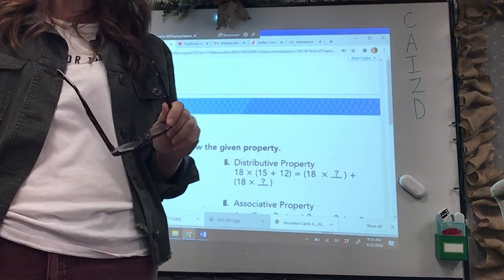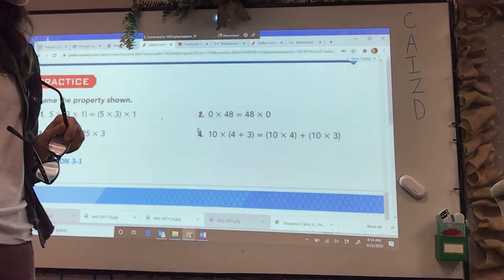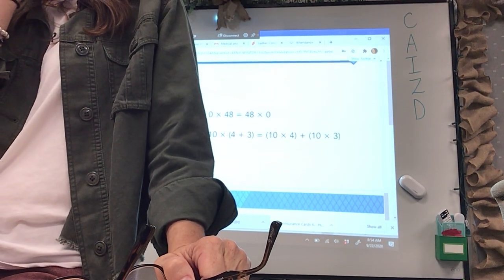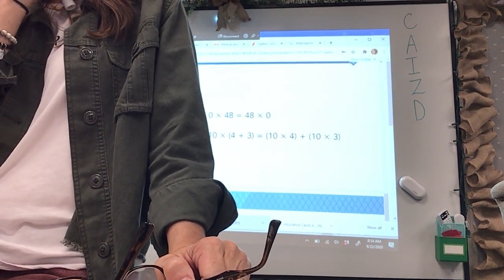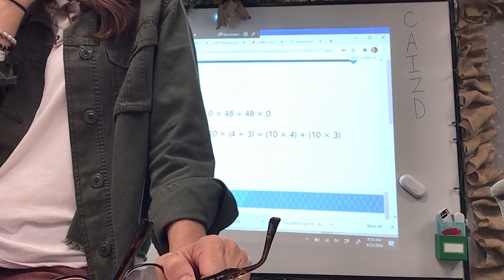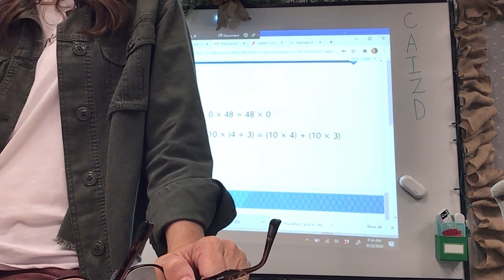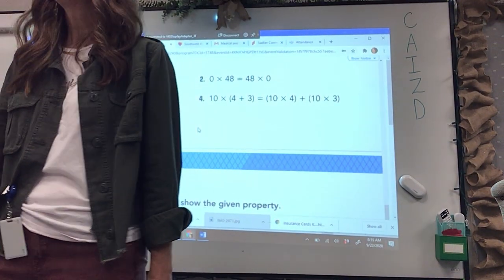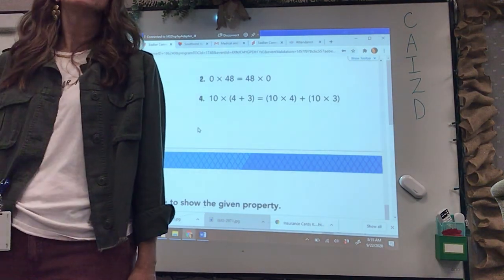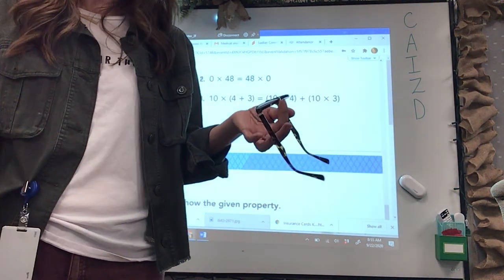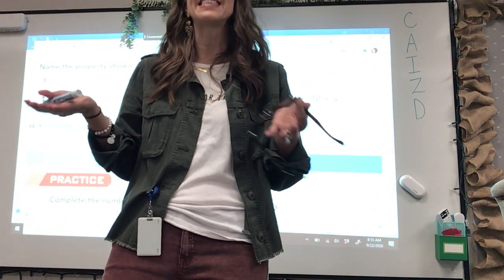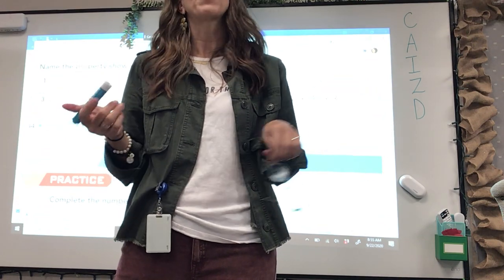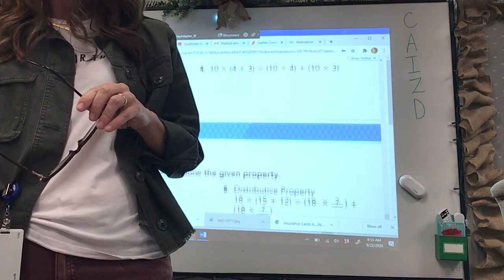Okay, we're gonna get a little bit harder because that's way too easy for you guys. Complete the number sentence to show the given property. What they're going to do is leave a blank and say, what goes in this blank if we are using the identity property? What goes in this blank if we're using the zero property? Probably a zero. Okay, let's look and see number 5.